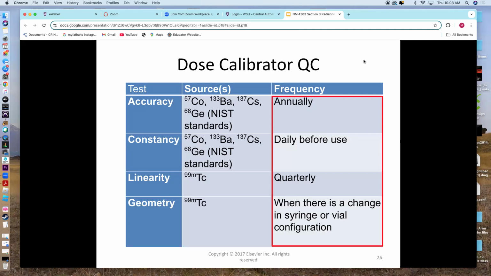I included this chart. This is just an awesome, nice chart for memorization purposes. I loved it because of this right side where it talks about frequency. Because again, I can just guarantee these are test questions right here. And so again, accuracy annually, constancy is going to be daily, linearity is quarterly, and then geometry is when there's a setup or when there's a massive change in syringe or vial configuration. Okay. So memorize that.